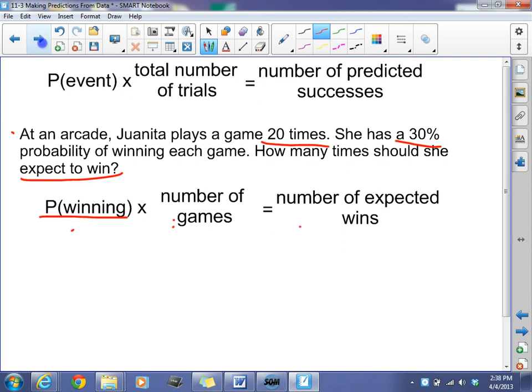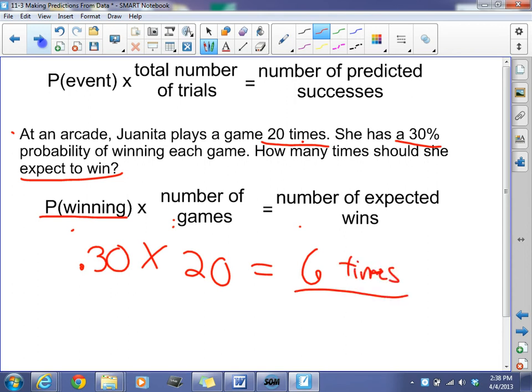So she plays 20 times. I see that right here. And she has a 30% chance of winning. Now I am going to make it a little simpler on myself. I'm going to make 30% a decimal. And to do that, all you do is 0.30. So 0.30 times 20 is going to equal 6. You can write it out, whatever. It's going to equal 6. So she can expect to win 6 times.